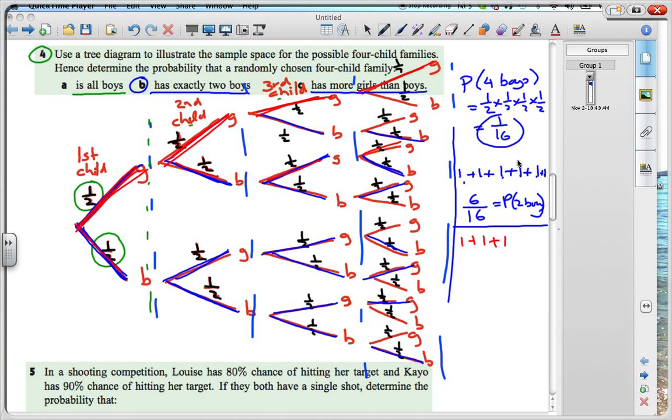Okay, then we get a boy. Then we get a girl. That's giving us 3 girls. And can we get any others? I think that's it. So that's 4 different ways. Each way is 1 out of 16, so it's actually 4 out of 16 chance of having more girls. The probability of getting more girls would be 4 out of 16.